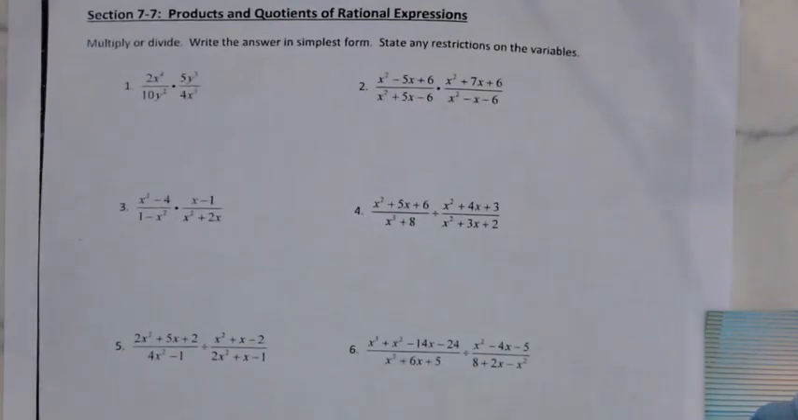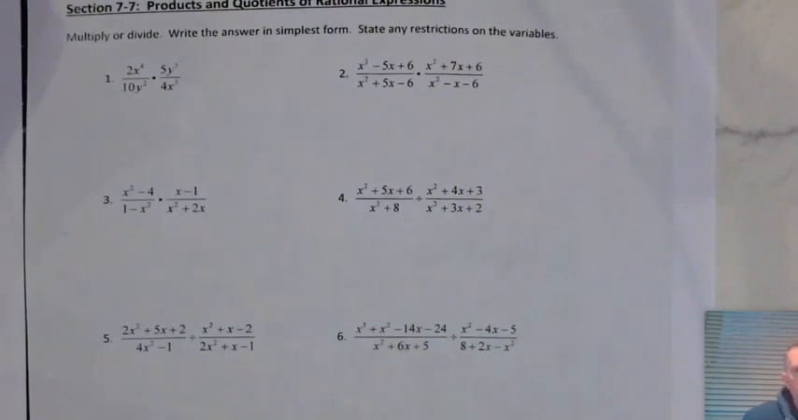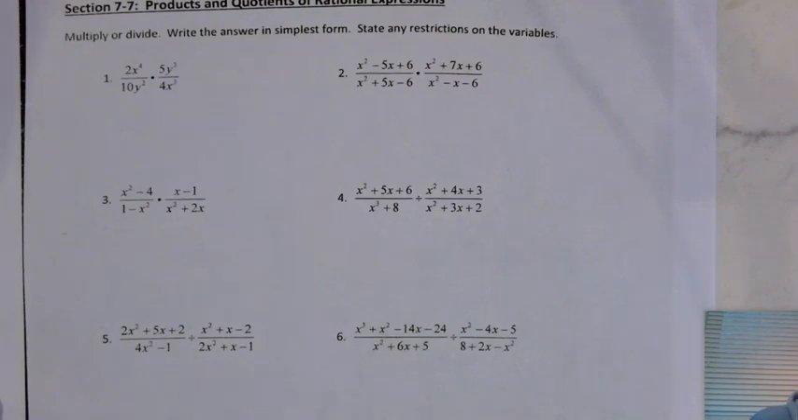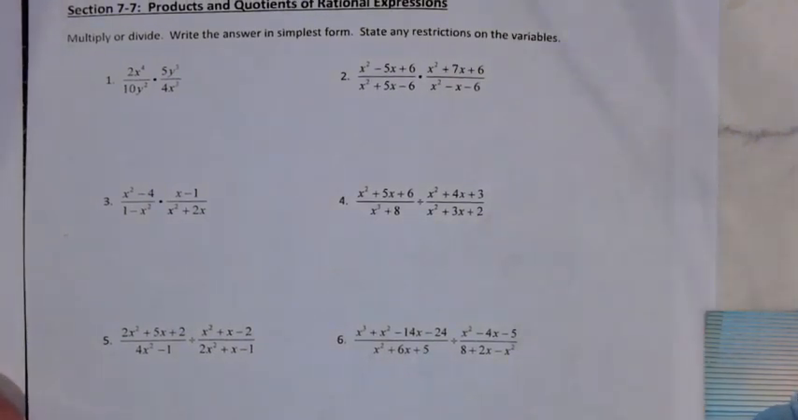Hello, everybody. Here's what we're going to do. In your packet, go to section 7.7, products and quotients of rational expressions. We're going to do a few of these together.